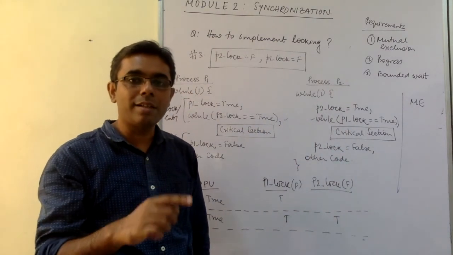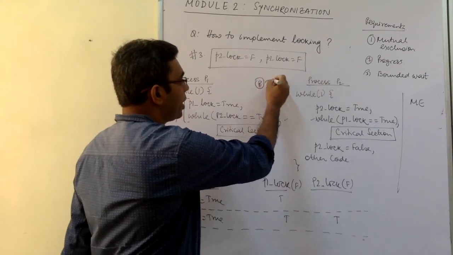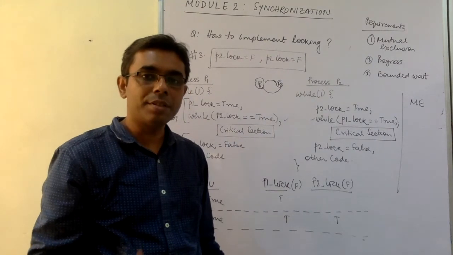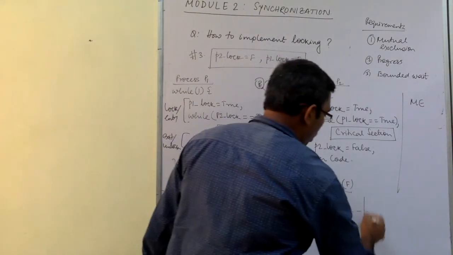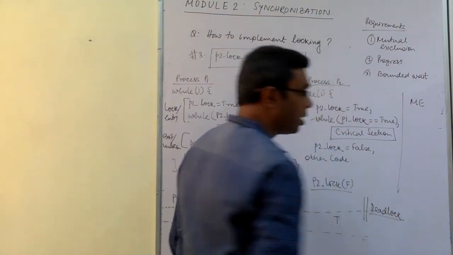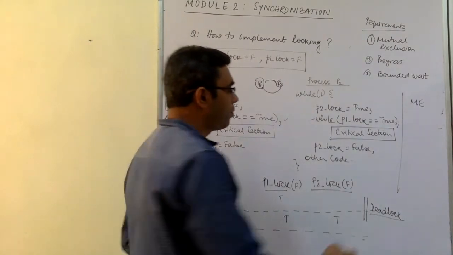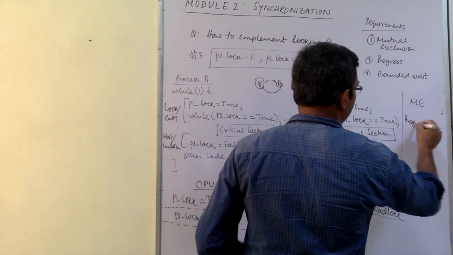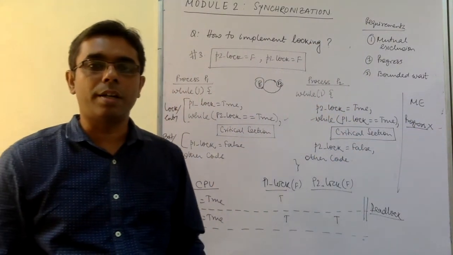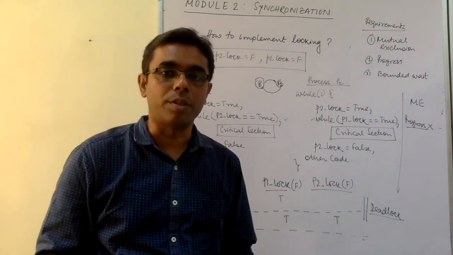So it's like a circular dependency. P1 needs P2 to progress and P2 needs P1 to progress. And this is a clear case of what we call deadlock. That means I depend on you, you depend on me, and nobody progresses. So you have no progress in this case. So this is another attempt which fails, because it does not meet the progress requirement.